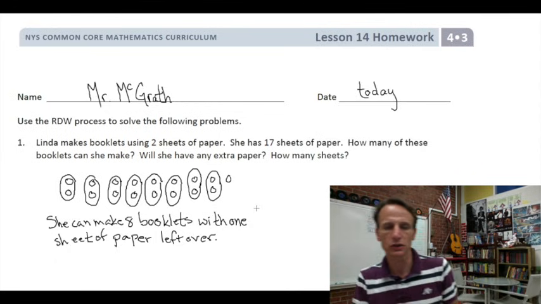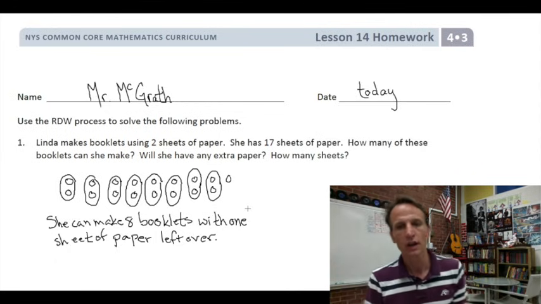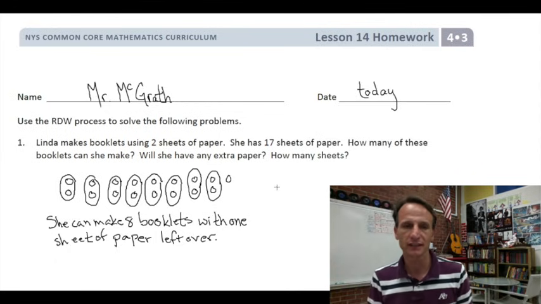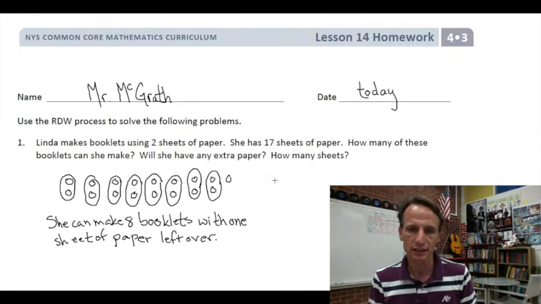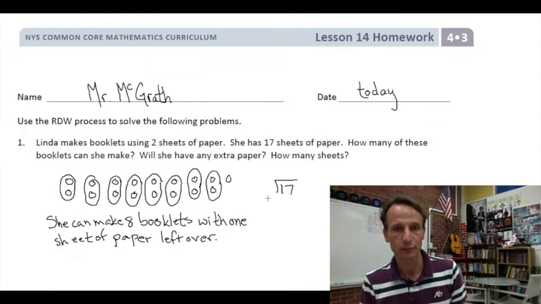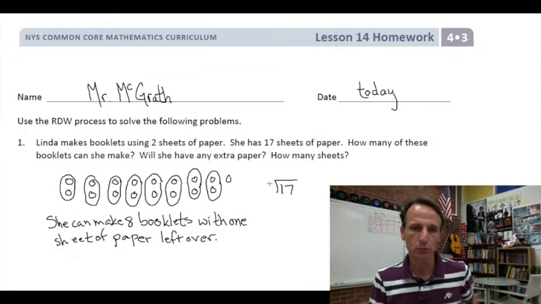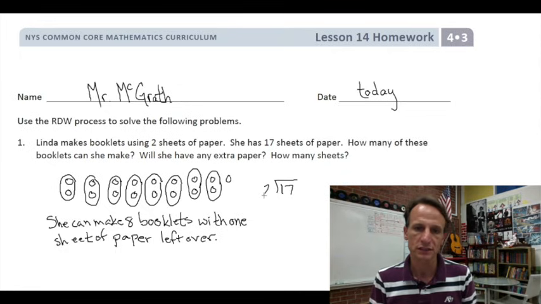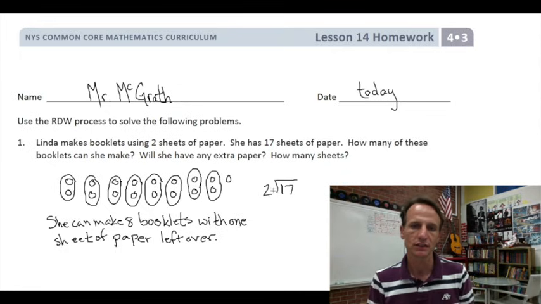And just to show you, this is bonus, bonus, bonus. What it would look like as division, we're taking 17 sheets, okay? So that goes inside the division bracket here. And we're dividing it into booklets of 2 sheets, okay? So 17 divided by 2. This is what the division looks like.